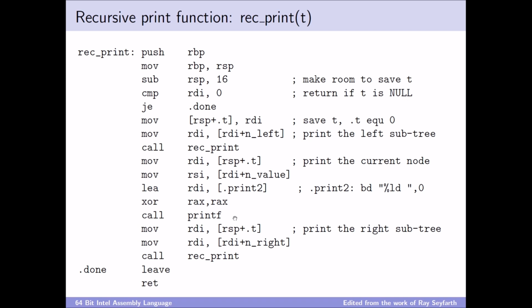So we've now printed out the current item, and what we now need to do is print out our right subtree. To do this, we retrieve the pointer to our initial current node again from the stack and move it into RDI. From there, we set RDI to be the right child of that node. So we do that again by accessing the member variable n_right. We set that to RDI. We then call recursive print, and that will print the right subtree.